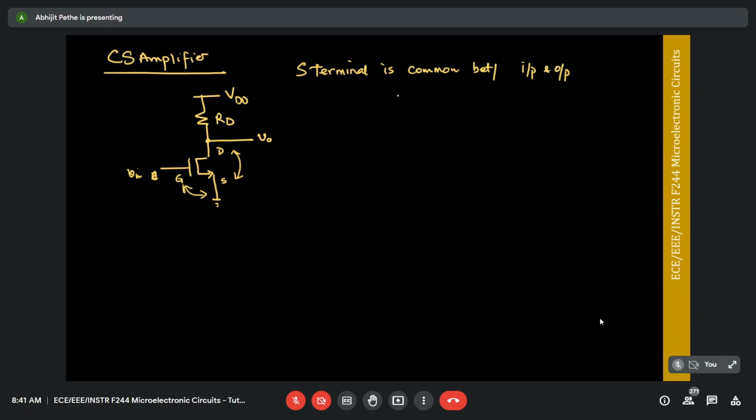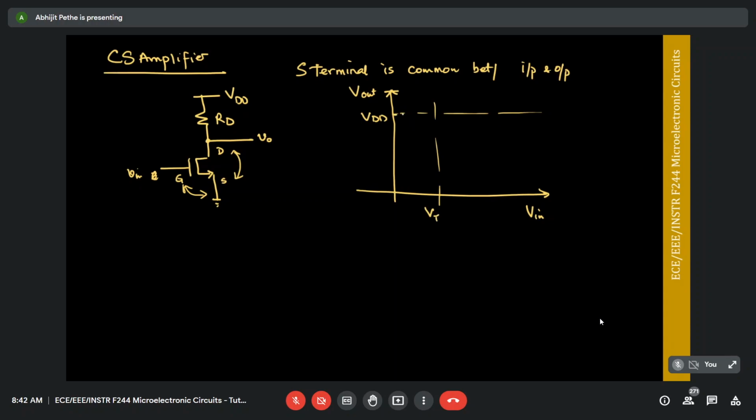So if I look at Vin versus Vout, this is my VDD, this is VT. My transfer characteristics look something like this. My Vout stays at VDD till my input goes to VT. After that, it goes into saturation, and eventually it goes into the linear region.